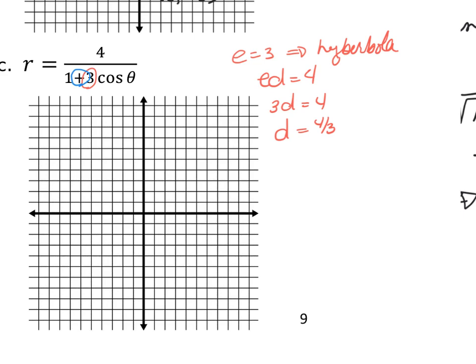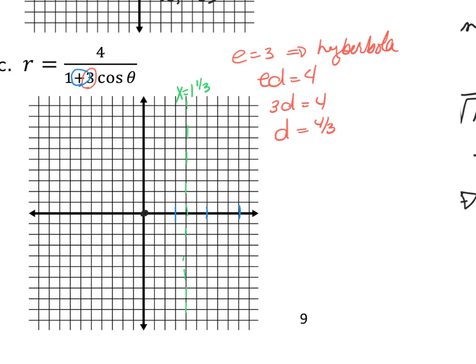So you know what? I might make these a little bit larger. I'm going to make 3 of them to be 1. That makes it easier when I'm putting in my directrix. So my directrix is at 1 1/3. So here it is, 1 1/3. X is equal to 1 1/3, or in other words, 4/3. That's where my directrix is.